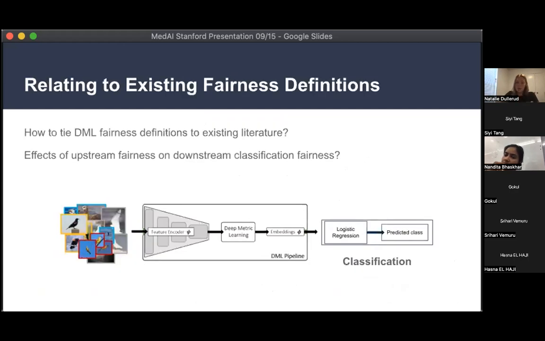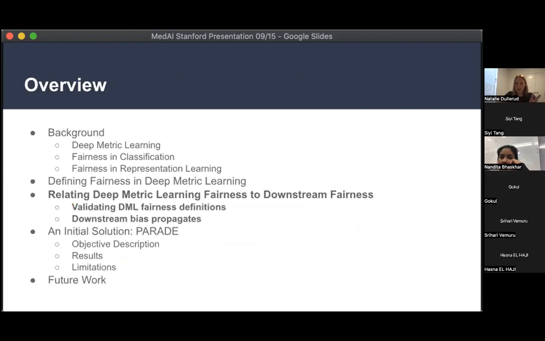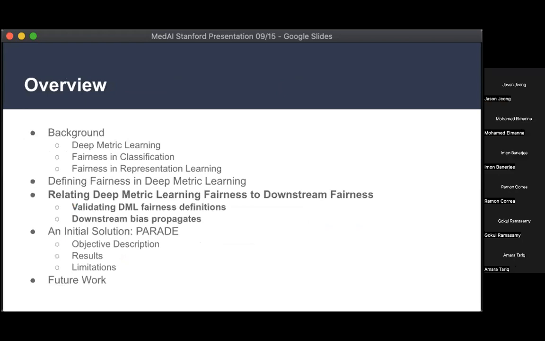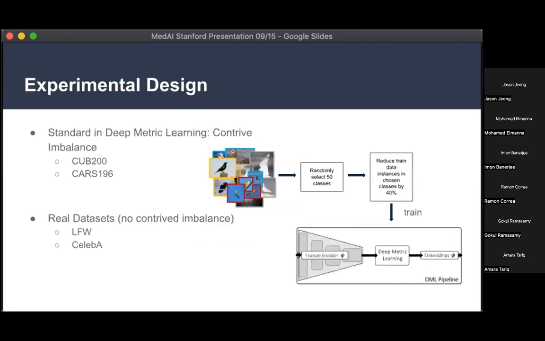Now that we've constructed these definitions, we want to both validate them and also return to the dissonance between upstream fairness and downstream fairness. In other words, the fairness measured or incurred in the upstream space and the fairness in the downstream space. Our primary question was how to understand the relationship between fairness in deep metric learning and the effect of these embeddings on downstream classification fairness. So we'll move on to that and discuss some interesting results we had on this front.